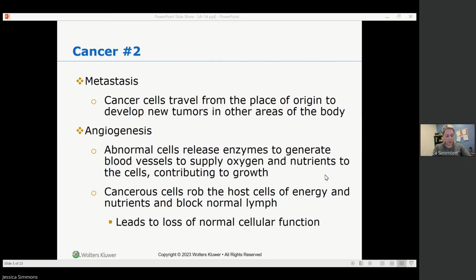Okay. So then you have something called angiogenesis. This is when abnormal cells release enzymes to generate blood vessels to supply oxygen and nutrients to the cells that contribute to growth. Cancerous cells rob the host cells of energy and nutrients and block normal lymph function, which leads to the loss of normal cellular function. So if you have ever heard that a tumor was very vascular, that means that it is undergoing angiogenesis, where it is creating its own vascularity, which is just scary.